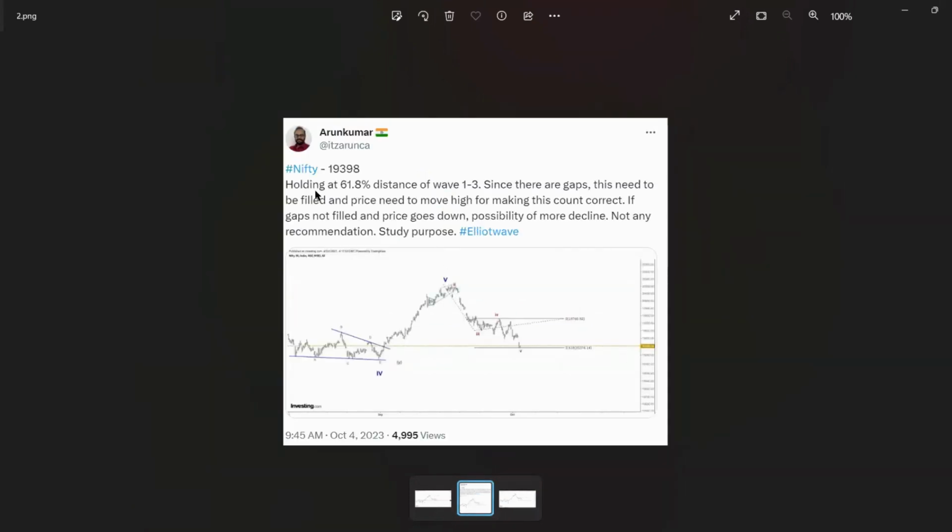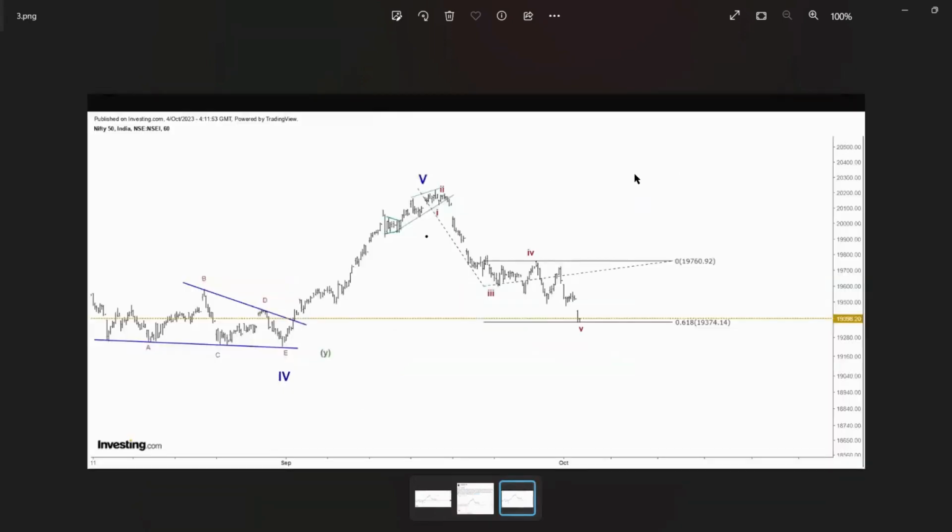So I posted that the price is holding that level, and what I said is, since there are gaps, these need to be filled and price needs to move high to make this count correct. If gaps are not filled and price goes down, there is a possibility of more decline. I will explain. When I analyzed this, the price was holding the 61.8 distance of wave 1, 2, 3. Usually the third wave will have gaps unfilled. The third wave has the personality of going straight and fast, with gaps. Here you can see the gaps, but they are not filled.